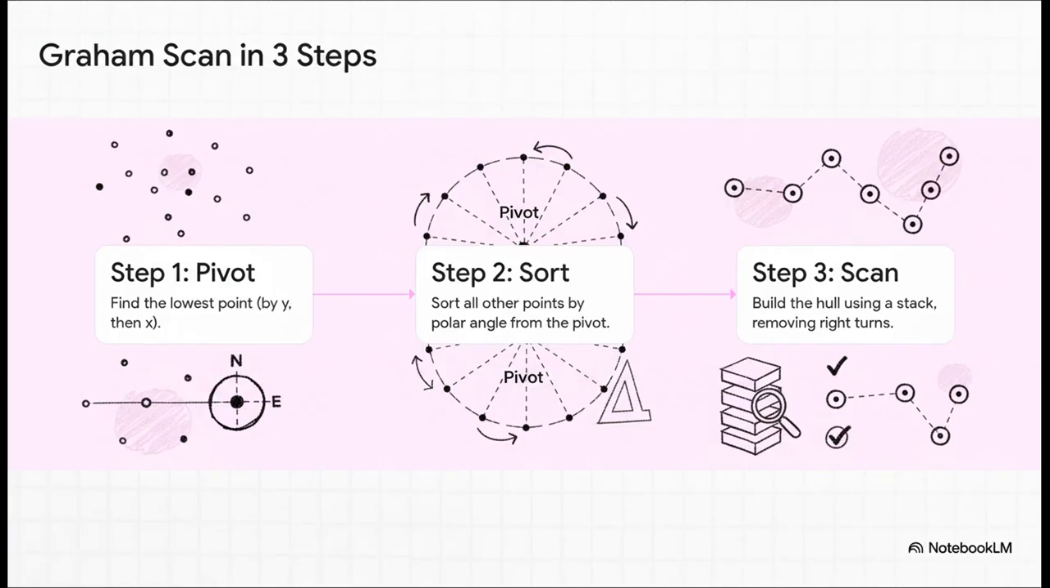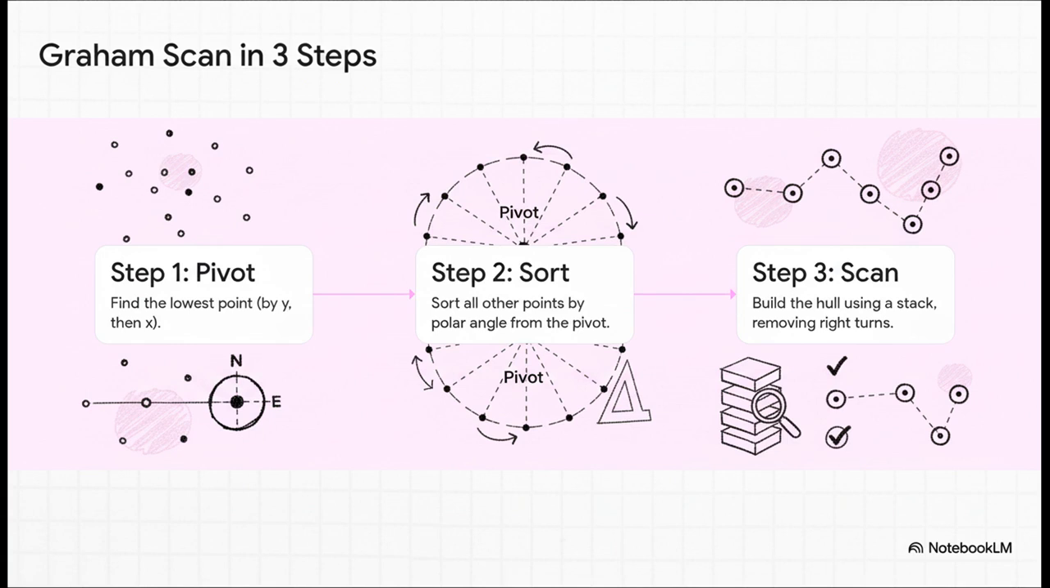So here's the game plan, in 3 steps. First, we need an anchor, a guaranteed starting point on the hull. We find the point with the lowest y-coordinate, that's our pivot. Step 2, we sort every other point based on the angle they make with our pivot, kind of like a radar sweep. And now for the magic, step 3, we start walking through our sorted points one by one.